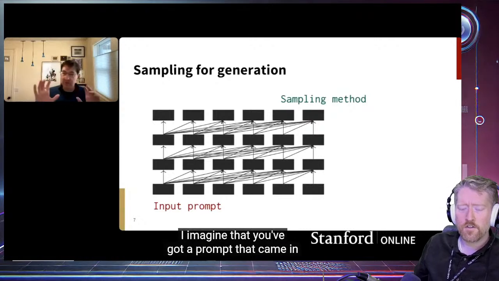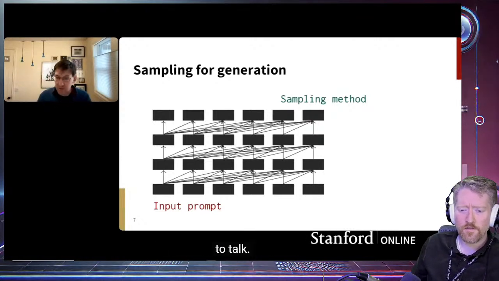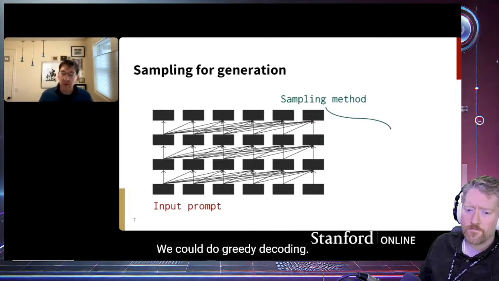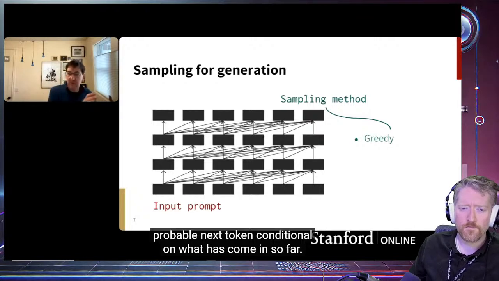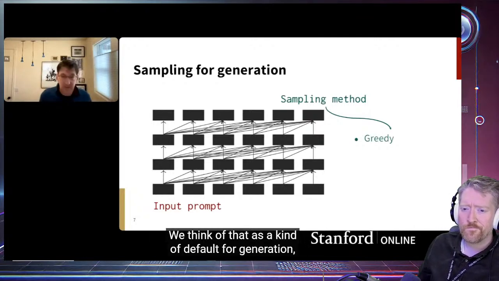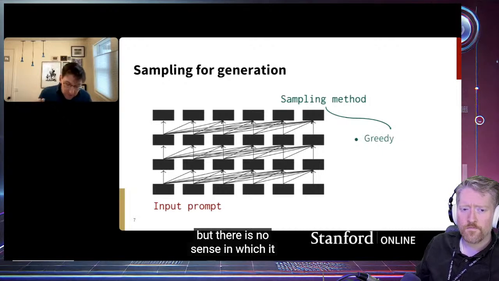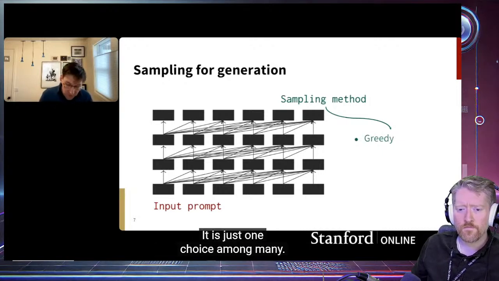I imagine that you've got a prompt that came in, and now we're going to think about getting this model to talk. And of course, there are lots of methods. We could do greedy decoding. That would be just where we decide that we're going to generate the most probable next token, conditional on what has come in so far. We think of that as a kind of default for generation, but there is no sense in which it is the privileged method here. It is just one choice among many.